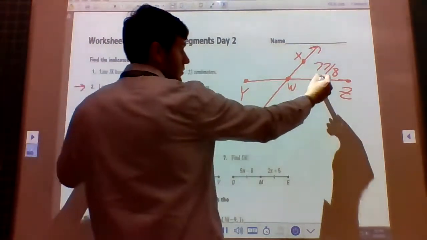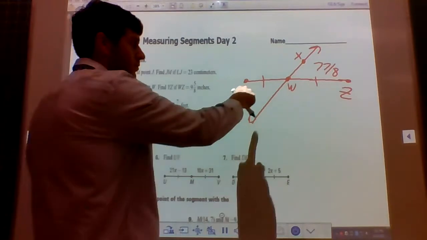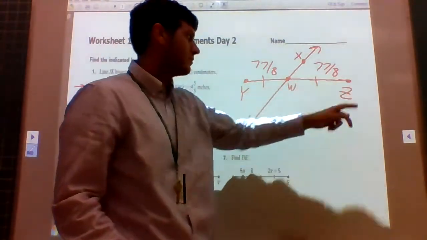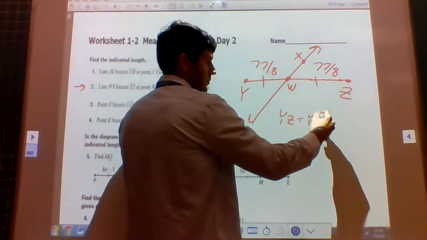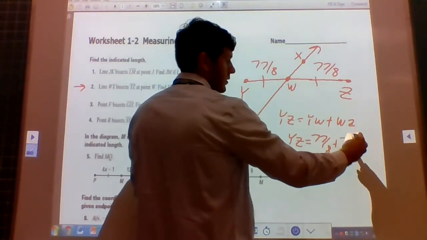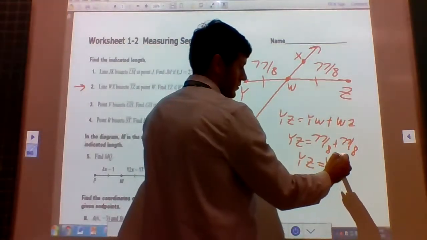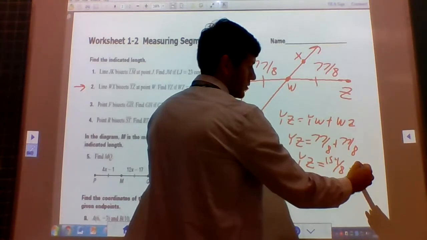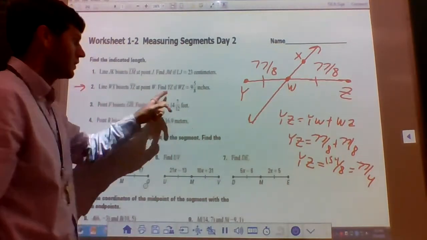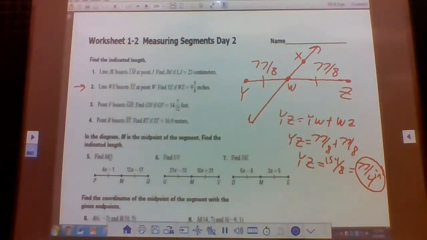Since we have a bisector, we know WZ is going to be congruent to WY. Because it bisects, it splits in half, so those two segments are the same length. So YW is also going to be 77 over 8. We can use segment addition here. YZ is going to equal YW plus WZ. So YZ is 77 over 8 plus 77 over 8. That's going to give us 154 over 8. If we reduce that, it's going to be 77 over 4. Our units are inches, so 77 over 4 inches.